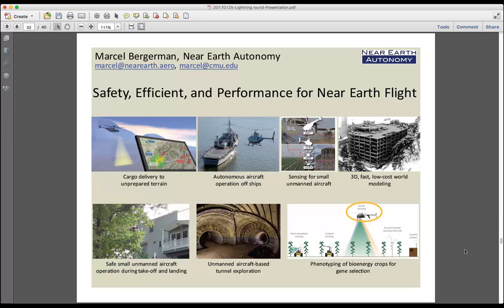So from large-scale big military helicopters carrying cargo to U.S. Marines positioned anywhere in the world, to small aircraft flying indoor and outdoor doing mapping, inspection, or package delivery, we do a little bit of everything in the aerial systems domain. And particularly on the bottom right, you see our AgRobotics project that is funded by the Department of Energy to use sorghum as a bioenergy crop.